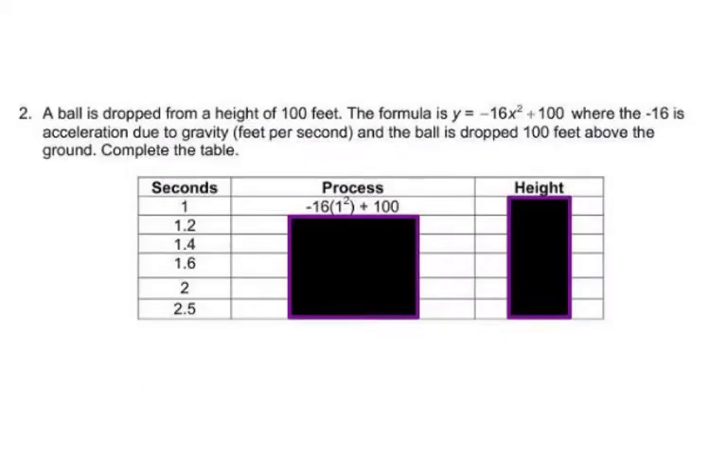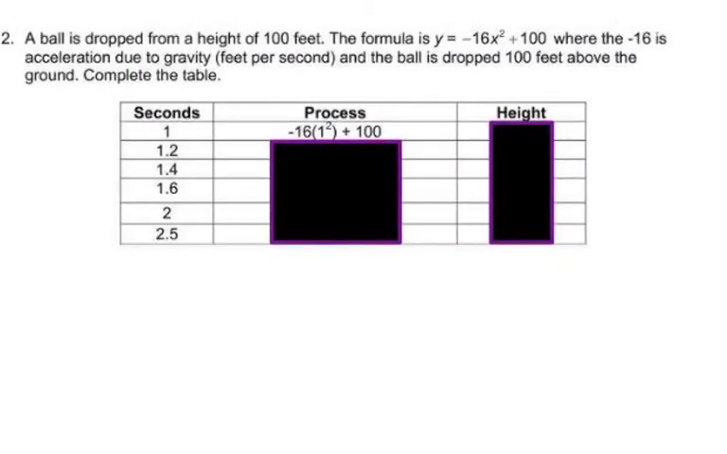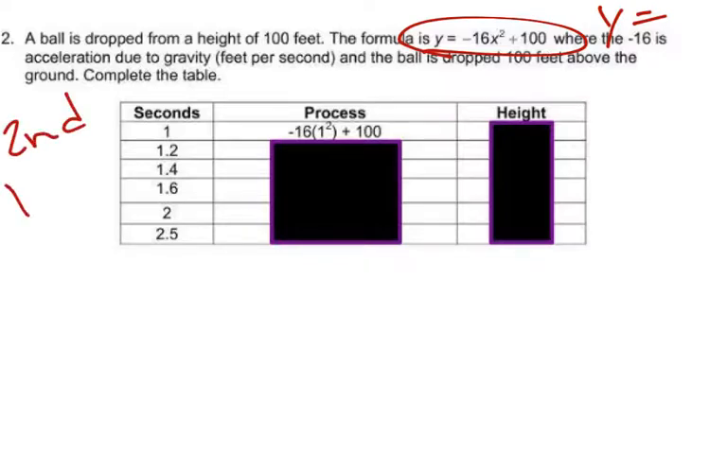For problem number 2, same thing. A ball is dropped from a height of 100 feet. The formula is y equals negative 16x squared plus 100, where the negative 16 is acceleration due to gravity, given in feet per second. And the ball is dropped 100 feet above the ground. Complete the table. What you would do is take your equation and put it in your calculator at y equals, and you would go to your table. You would probably want to make your table ask on your calculator. So you would do second table setup, which is your window button, and you would set it to ask.